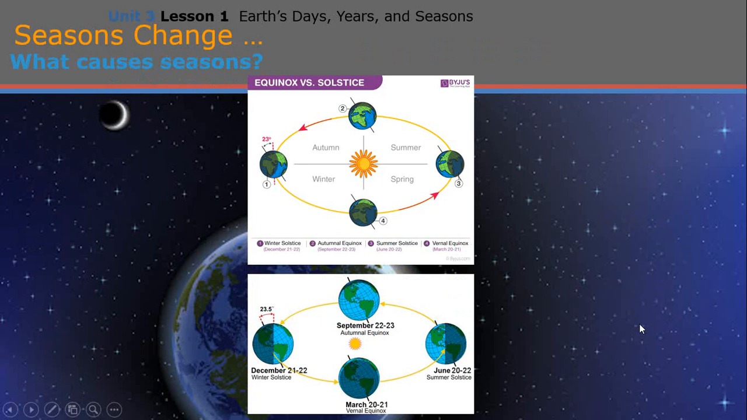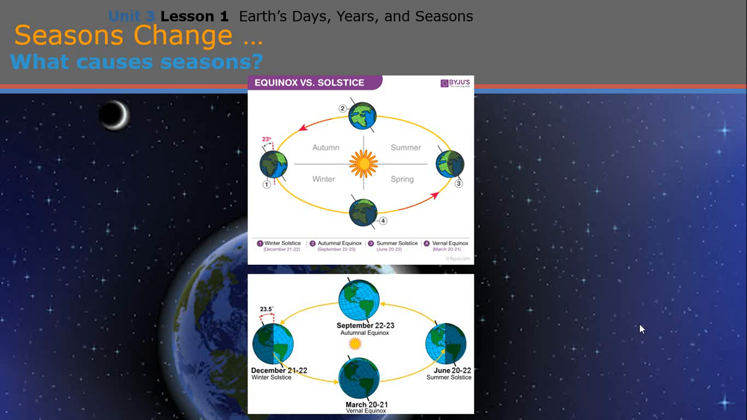Now on the next slide, we're going to talk about seasons. How do seasons change? The very first time you look at the picture on the top, you see I have 4 seasons: autumn, summer, spring, and winter. Why are they arranged in that sequence? Can we change their places? Actually, no, we cannot change their places. Why? Because I have to look at the planet Earth at each time.